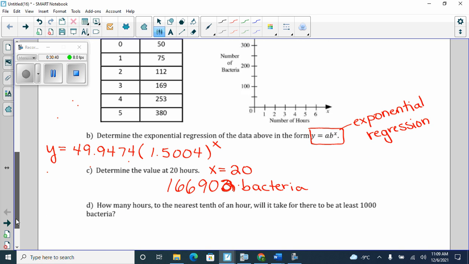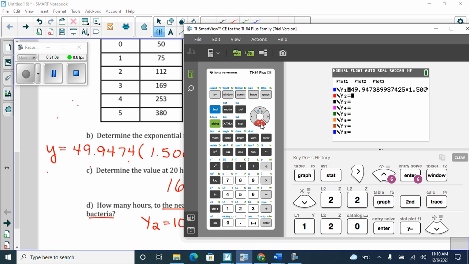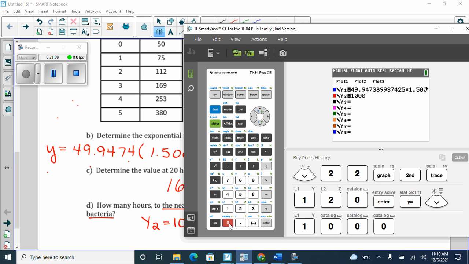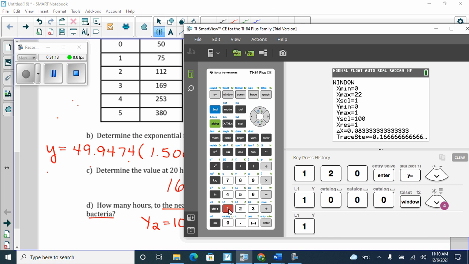How many hours to the nearest tenth of an hour will it take for there to be at least 1,000 bacteria? At least 1,000 means I put in 1,000 and then I round up my time. So that is my Y2, right? Because that's Y. So I put it into my Y2. I'm going to make my Y max a bit bigger because I don't like it being right at the top. So I'm going to make my Y max be 1,100.